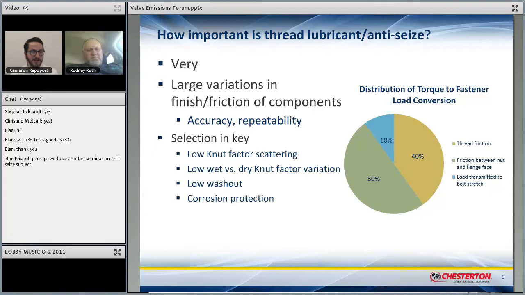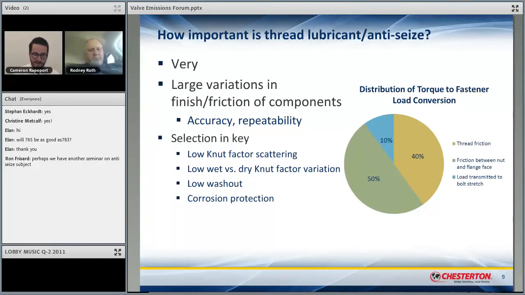Yeah, Ron says perhaps we can have another seminar on anti-seize. I'm sure we could fill an hour about anti-seize. We'd probably fill a day. Yeah, Cameron, we actually did an Ask the Expert article in Valve Oil Magazine just around lubrication properties, so that would probably be a good continuation of this valve sealing program. Yeah, absolutely, and I can send that out to anybody who asks as well.